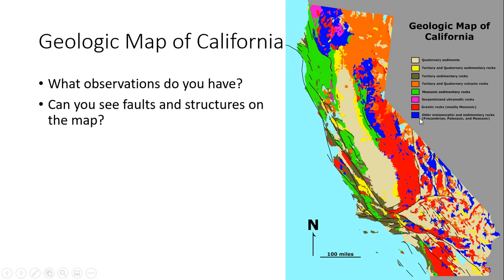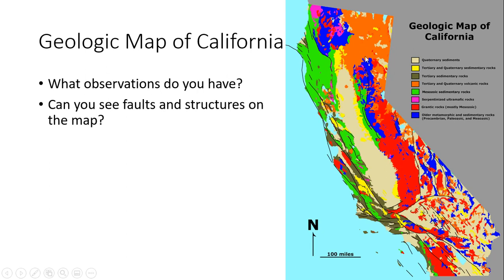So the oldest sediment here, the oldest rocks, I should say, are Precambrian, Paleozoic, Mesozoic. These are in the bluish color. And here around the coastal region, we see things that are mostly Tertiary sedimentary rocks. We see a few Mesozoic sedimentary rocks.